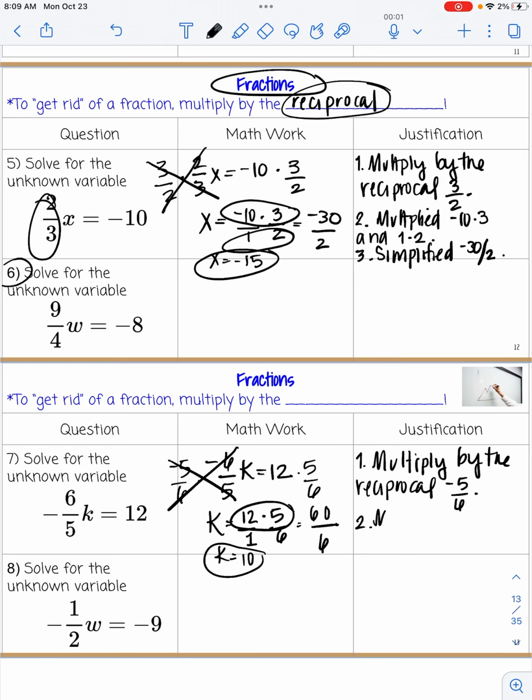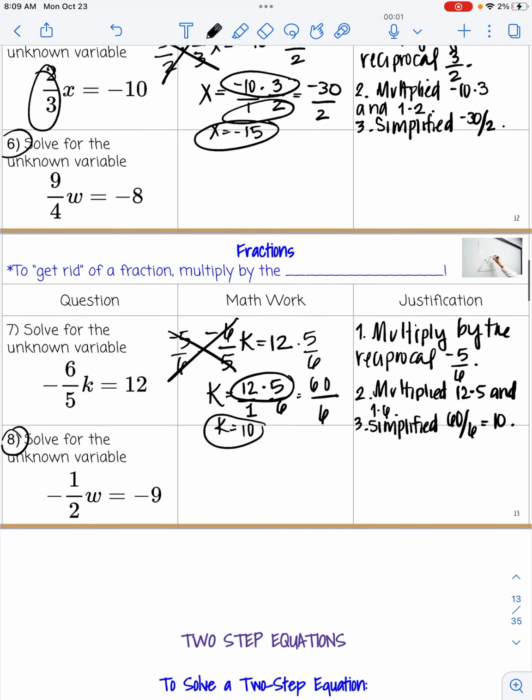So I multiplied the top with the top, which is 12 times 5, and the bottom, which is 1 times 6. And then I simplified 60 divided by 6, which gave me 10. Go ahead and try number 8 on your own. Pause the video and try it out.